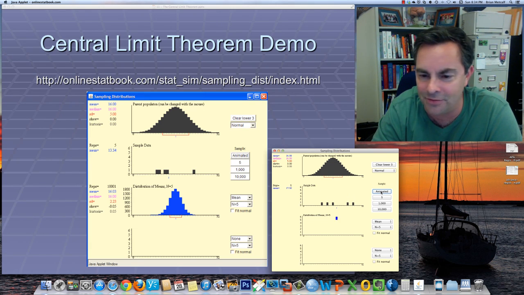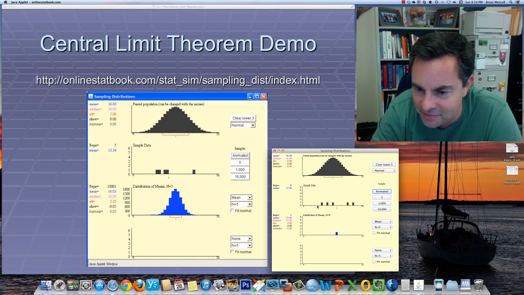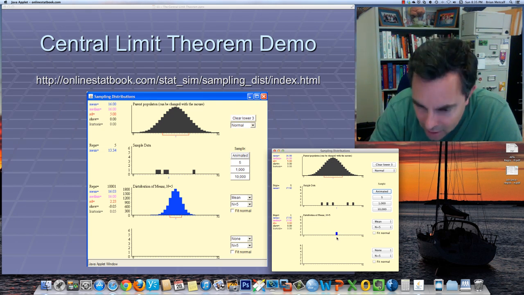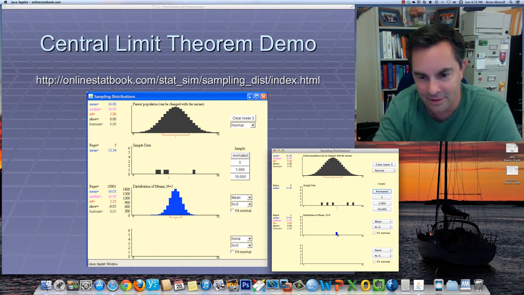1, 2, 3, 4, 5. There comes 5 people, and the computer calculates the mean of those 5 people. So there's the sample of 5 people and their scores that fell out of the sky like manna. And it calculates their mean and blunk, drops it down here. Okay, so we have the first mean of this sampling distribution.